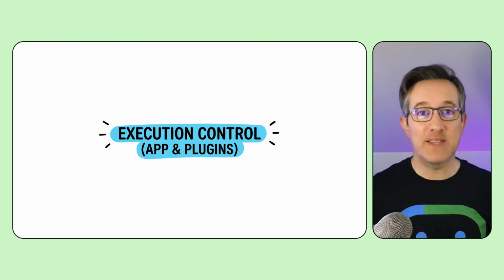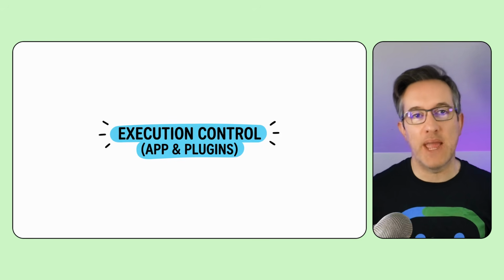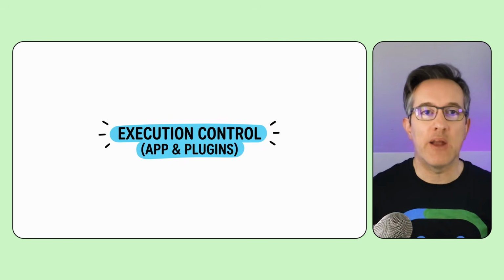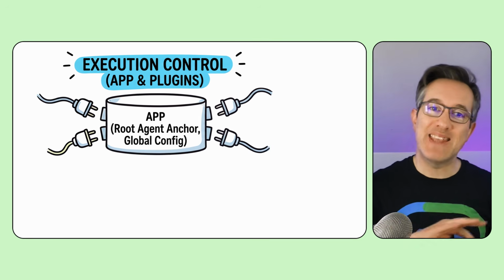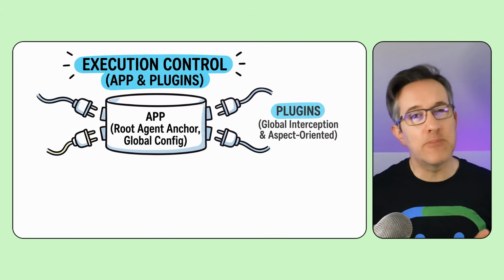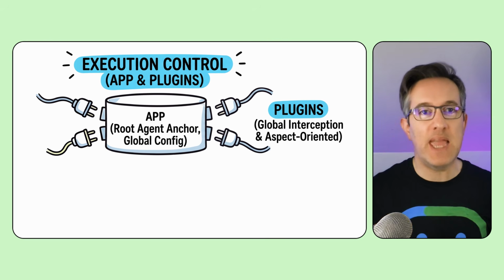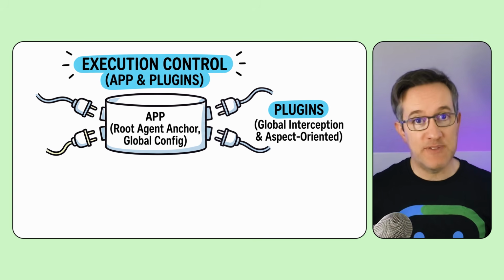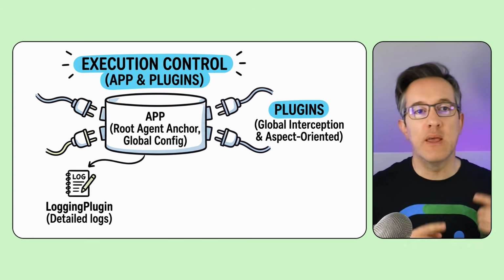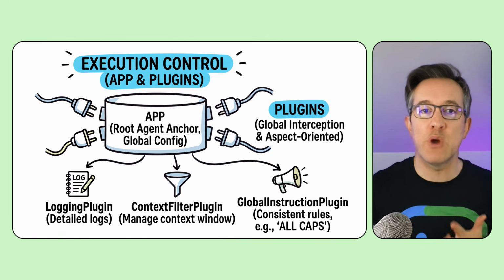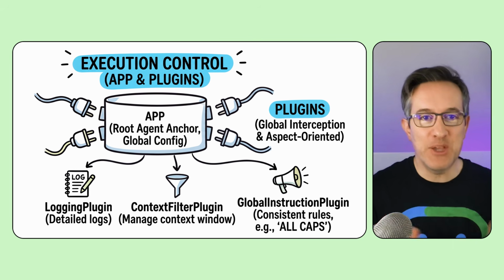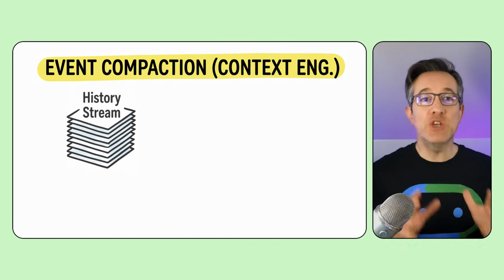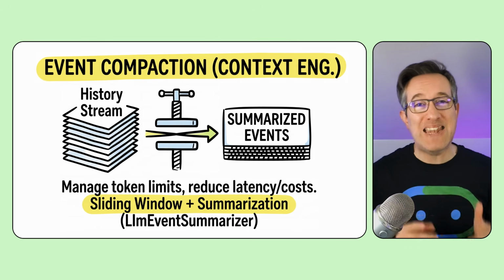You might have used callbacks before to inject some logic at key points of your agent lifecycle, for example, implementing guardrails, managing state, for observability, and more. But now, you have a couple new abstractions at your disposal: the app that encompasses your whole agentic system, and plugins which can apply your policies across all the agents of your multi-agent system. You have some built-in plugins like a logging plugin, context filtering plugin, and a global instruction plugin. For example, if you want all the agents to speak like a pirate or maybe yell at you with all caps answers.